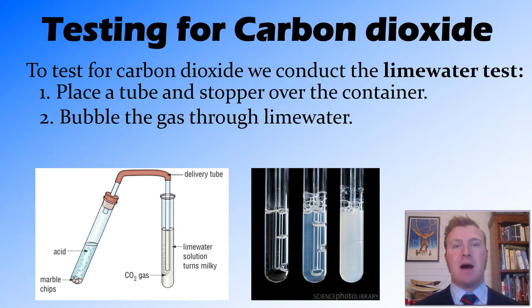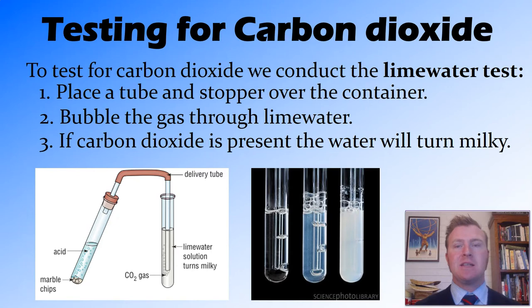Now if this is carbon dioxide, which it should be in this case, the lime water will turn a milky colour, and you can see here the bubbles here, so that's our delivery tube in the centre, and you can see that as this is bubbling up, it's going from clear to milky. So a precipitate is being formed in the reaction that occurs between the carbon dioxide and the lime water.